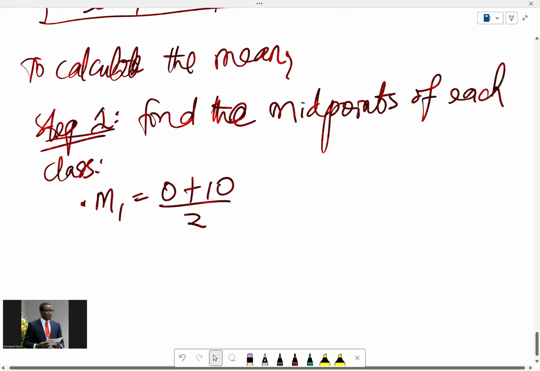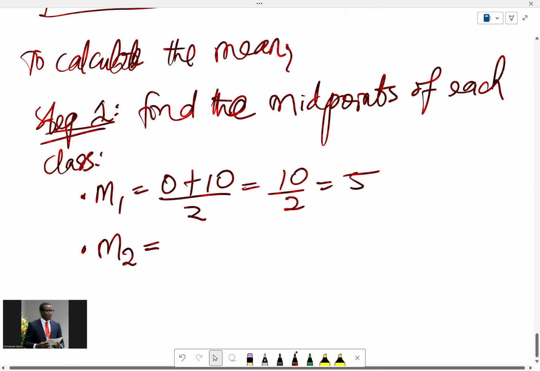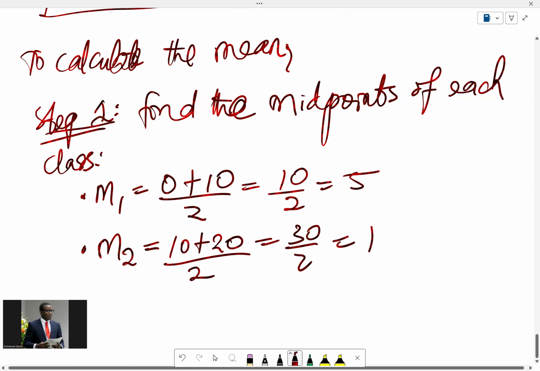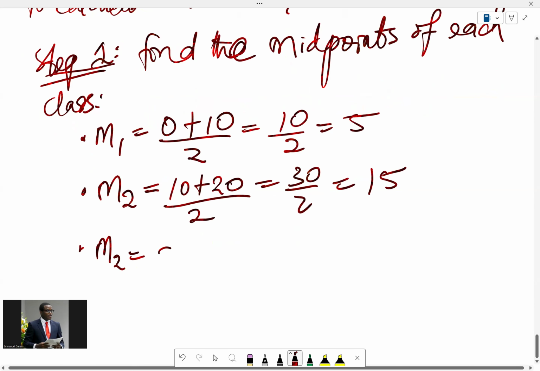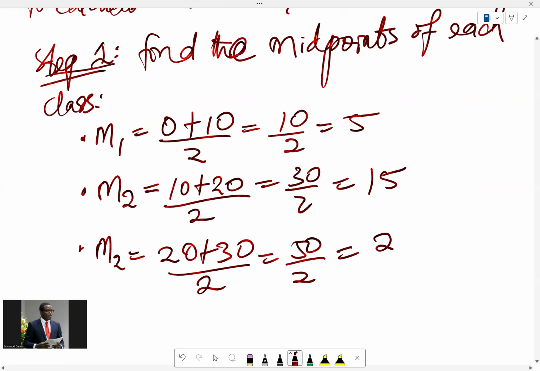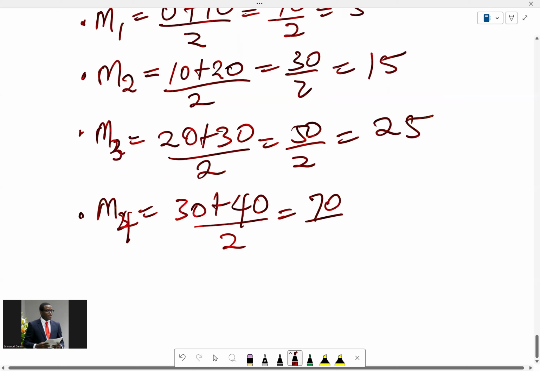So 0 to 10, that's 0 plus 10 divided by 2. That's 10 over 2, which is 5. Then the second midpoint, M2, that's for 10 to 20, right? That's 10 plus 20 divided by 2. That's 30 over 2, and that is 15. Okay. Then the third midpoint is 20 plus 30 divided by 2. That is 50 over 2. That is 25. Now this is the third and this is the fourth. So that's 30 plus 40 divided by 2, which is 70 divided by 2, and that is 35.